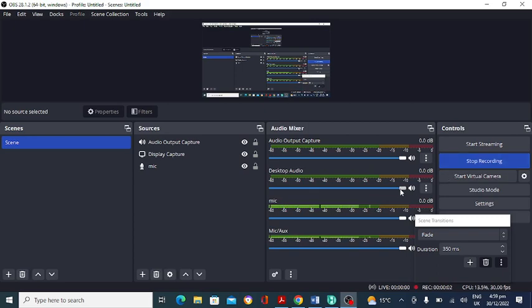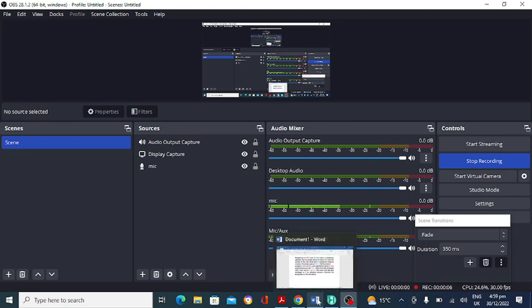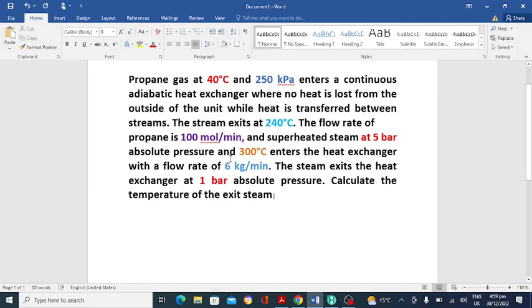Hello everyone. In this lecture we will discuss the counter current heat exchanger. There is a problem that propane gas at 40 degrees centigrade and 250 kilopascal enters a continuous adiabatic heat exchanger, where no heat is lost from outside of the unit while heat is transferred between streams. The stream exits at 240 degrees centigrade.